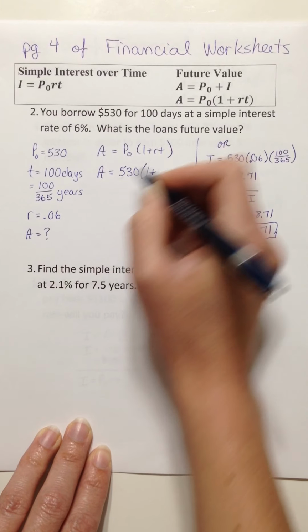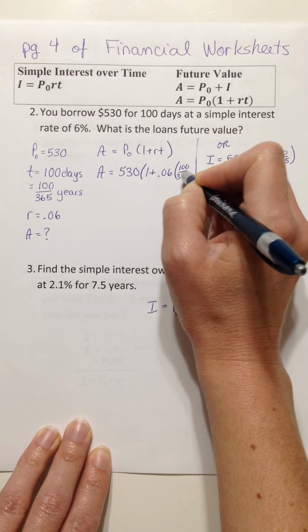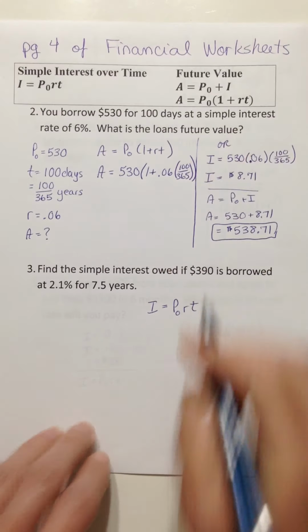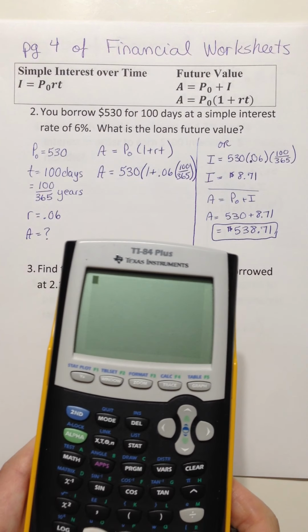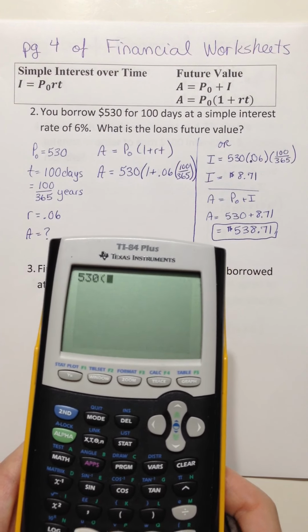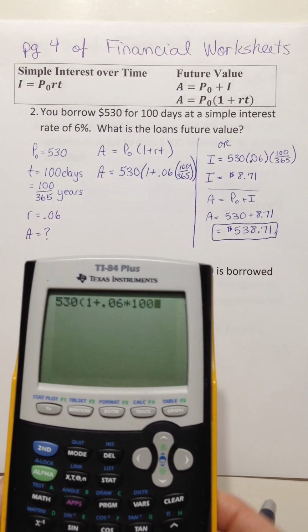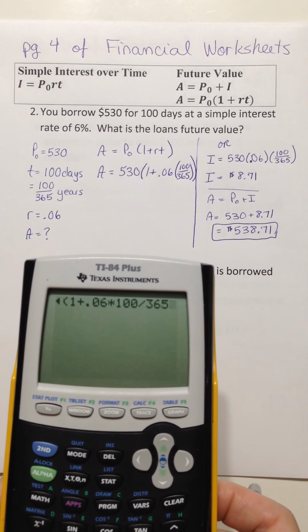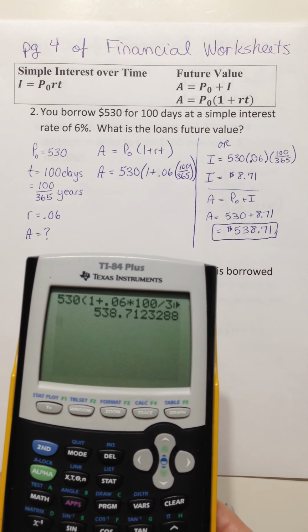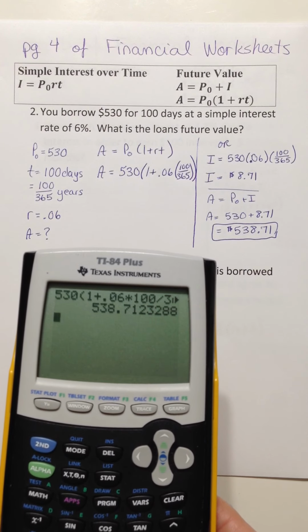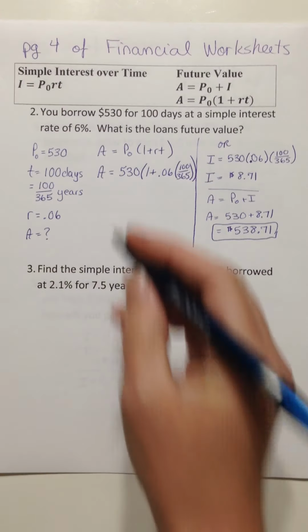Then I'll have 1 plus the rate of 0.06. The time I will leave in fraction form. So when I put that into my calculator, I'll have 530 times 1 plus 0.06 times 100 over 365. And then I'm going to round to the nearest hundredth because it is money. So $538.71.